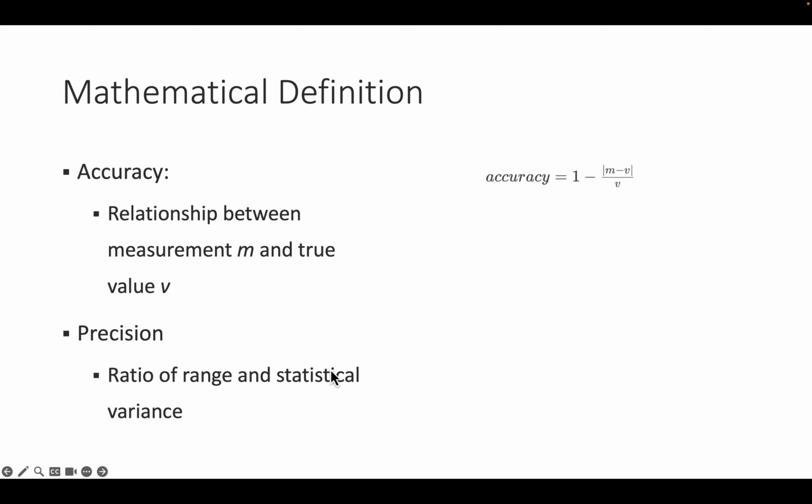The precision is the ratio of the range and the statistical variance, and this is a concept we will treat only later in this course sequence. So I will not give you a definition for this just now, but you are probably best served by remembering this graphically.